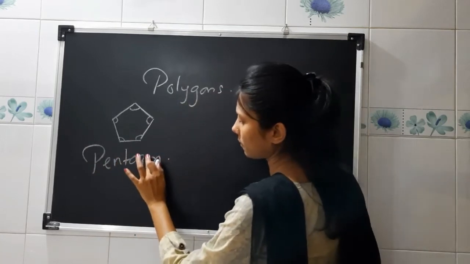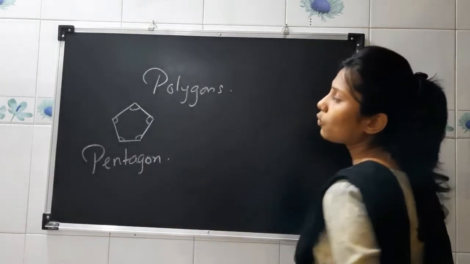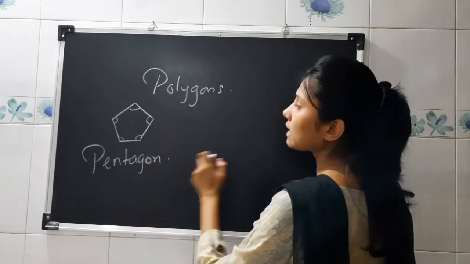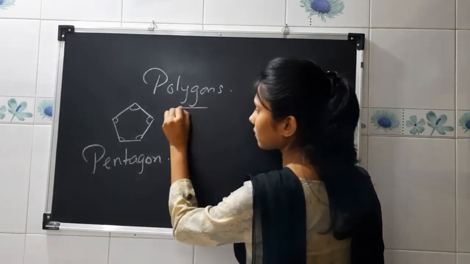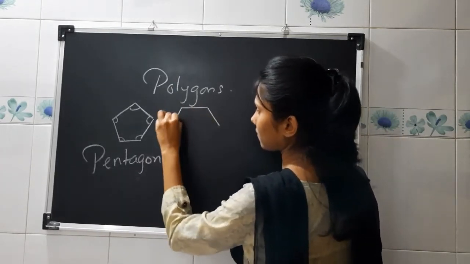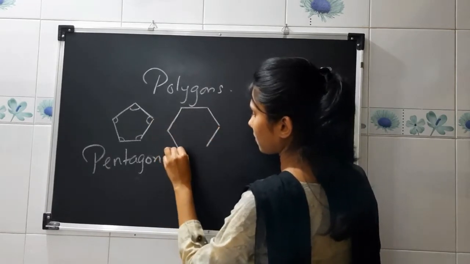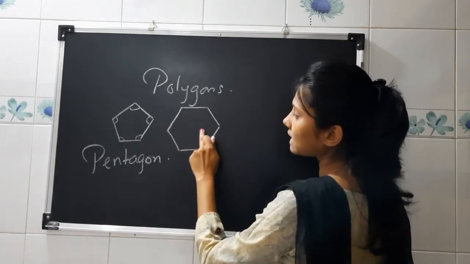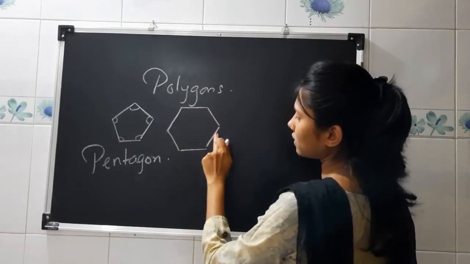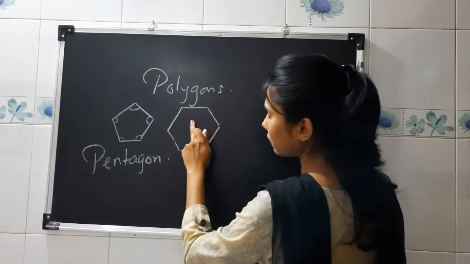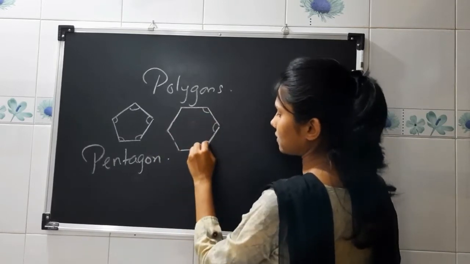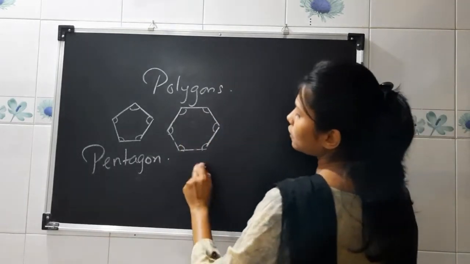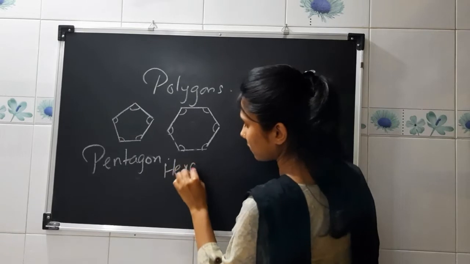So the polygon having 5 sides and 5 angles is called a pentagon. Then the next is the polygon having 6 sides. See, 1, 2, 3, 4, 5, 6. 6 sides and 6 angles. So a polygon with 6 sides and 6 angles is called a hexagon.